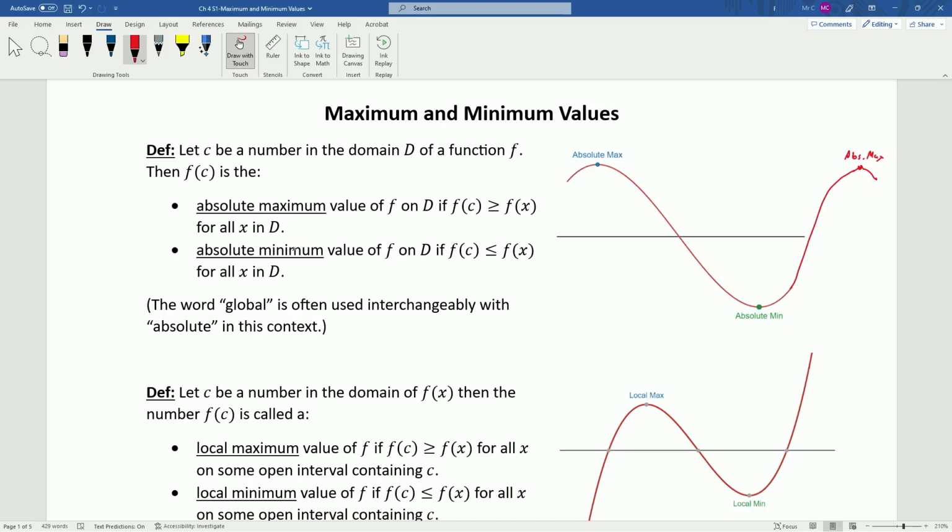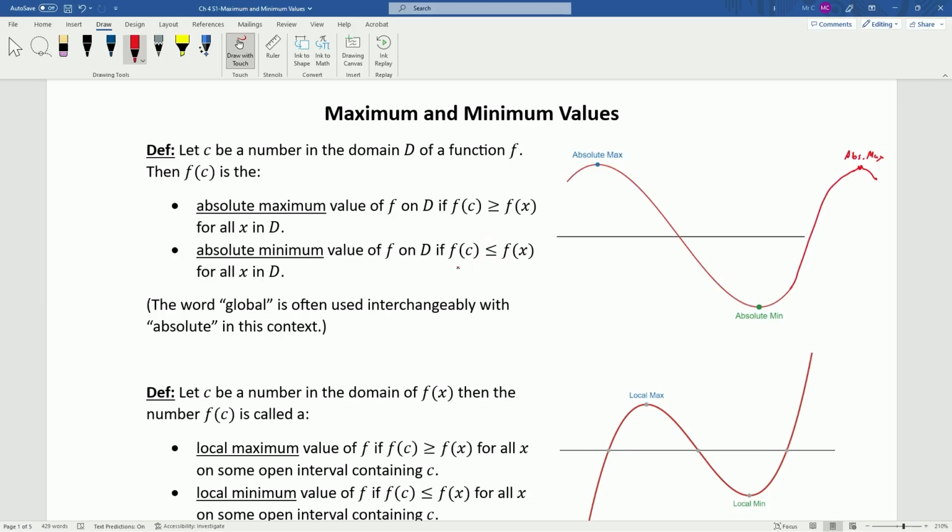All right, and likewise, f of c is the absolute minimum value of f on D if f of c is less than or equal to f of x for all x in D. So I think these definitions are pretty straightforward. It's a maximum if it's higher than, or as big as, the y values for every other point on the function. It's a minimum if the y value is smaller than or equal to all of the other y values on the function.